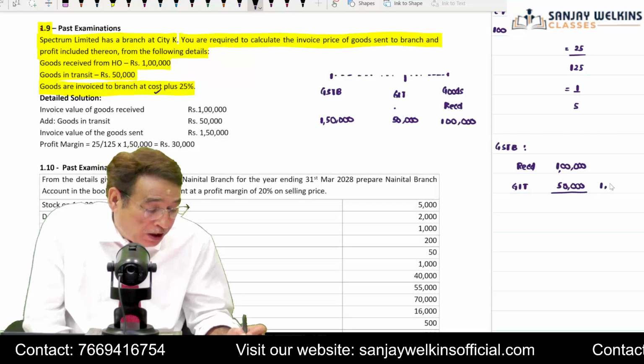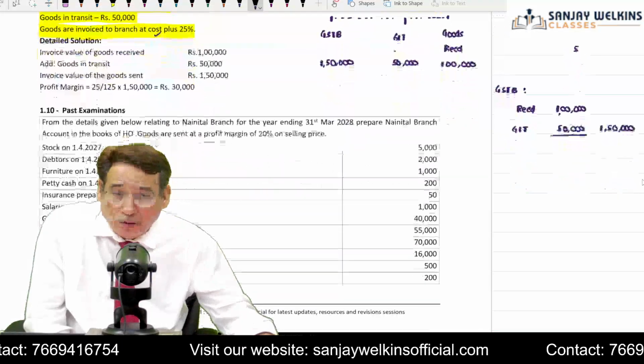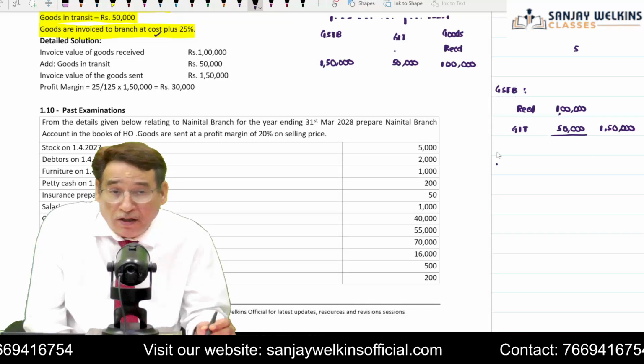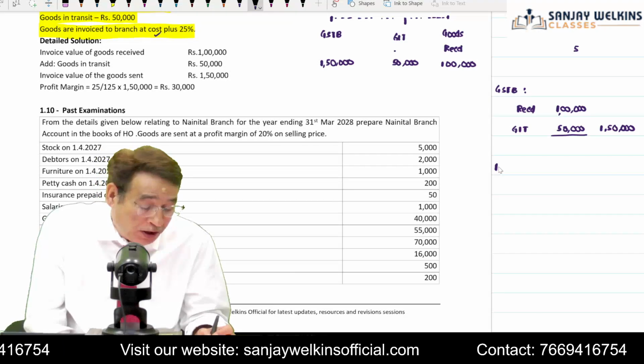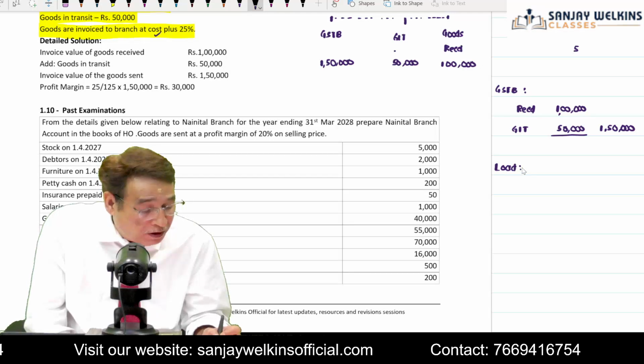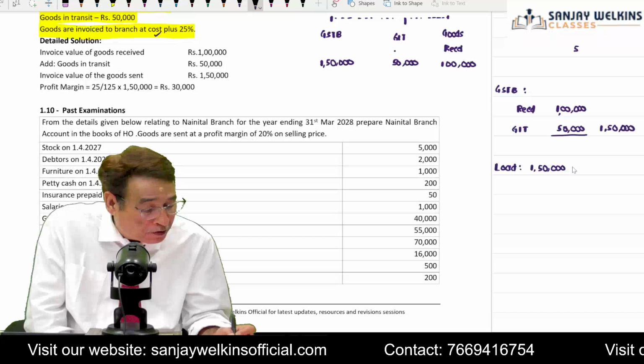And what is the loading included in it? The amount of loading also you can compute, because the question is simply asking you the amount of loading which is included in goods sent to branch account. So the loading amount will be equal to 1/5 of 1,50,000. That is 1,50,000 into 1/5, 30,000.